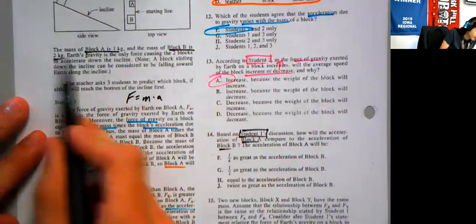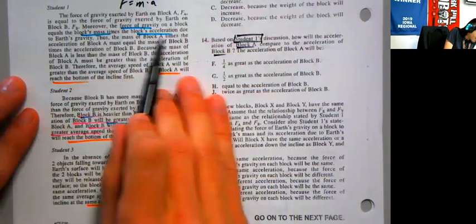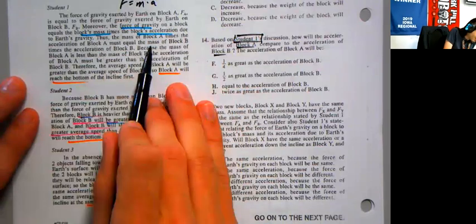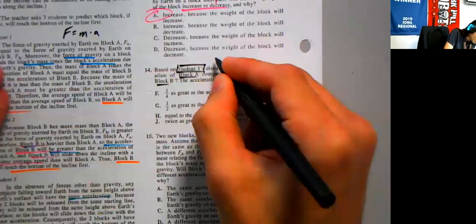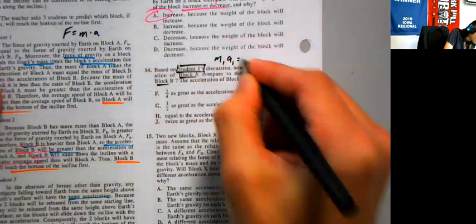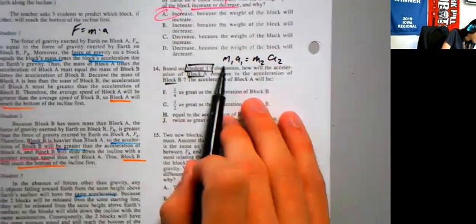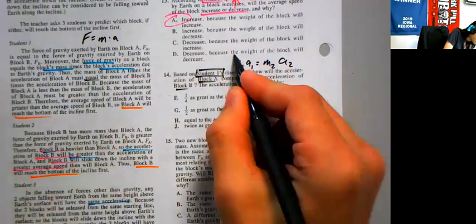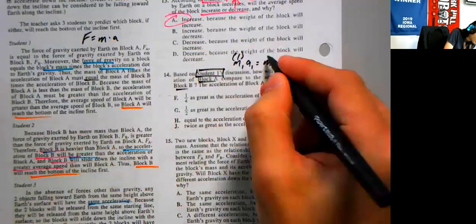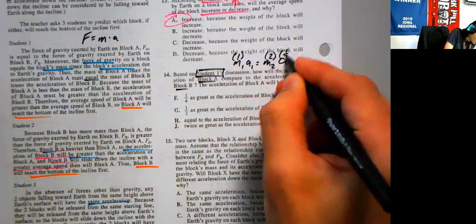Well, what do I know? Mass of block A is 1, mass of block B is 2. Thus, the mass of block A times the acceleration of block A must equal the mass of block B times the acceleration of block B. Okay, so M1A1 equals M2A2. And we're saying if the mass is 1 over here, and the mass is 2 over here, then this acceleration's got to be half as big, and this acceleration's got to be twice as big.